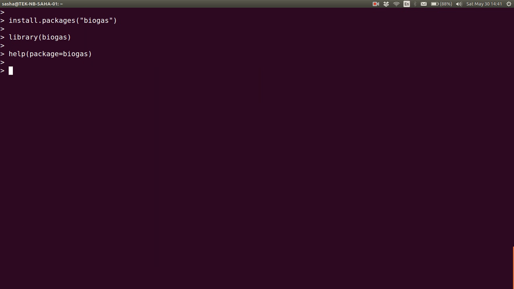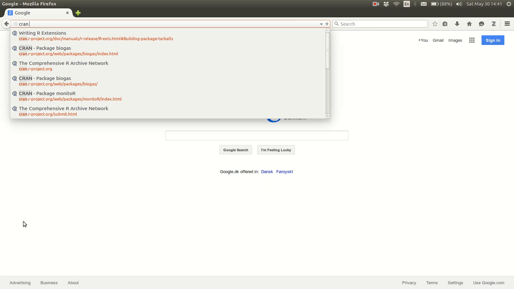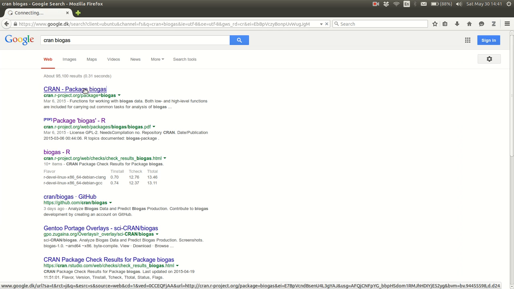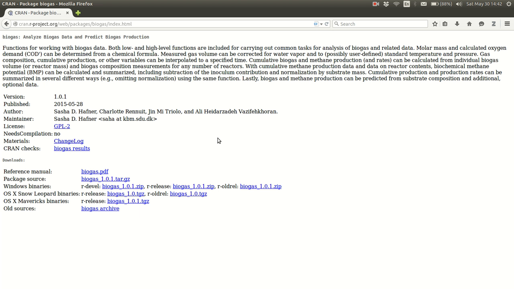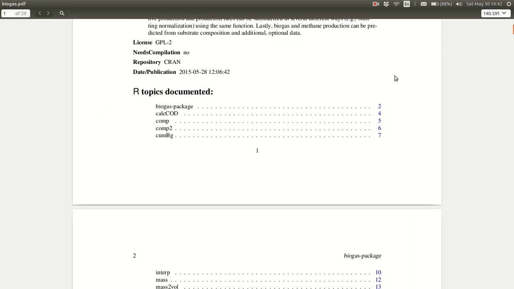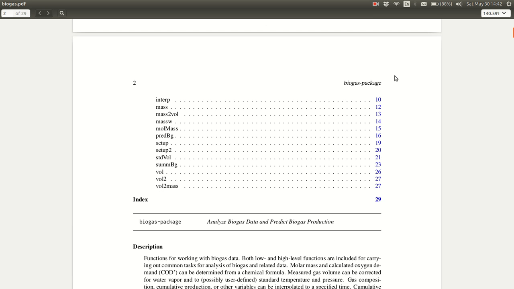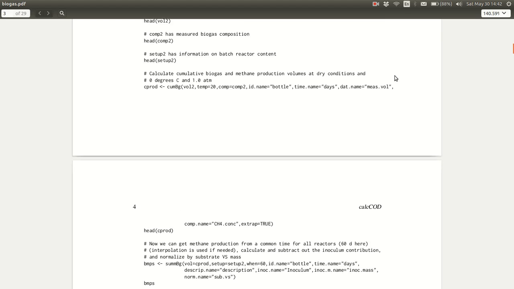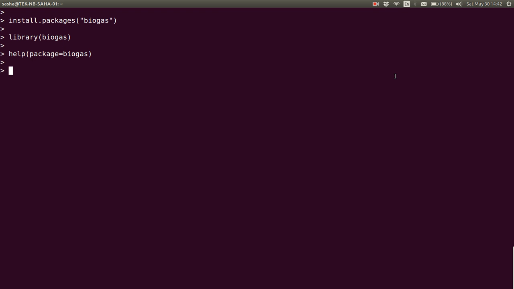You can also find info on the package online. If you just search for CRAN biogas, it should be one of the first hits. Here it is, and for example, you can download a reference manual. It's just a compilation of all the help files for each object in the package, the example datasets, and the functions. So let's take a look at some of these functions.